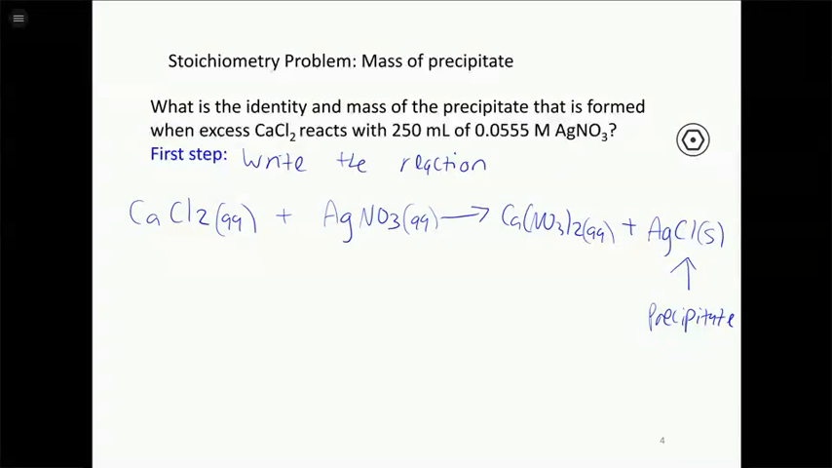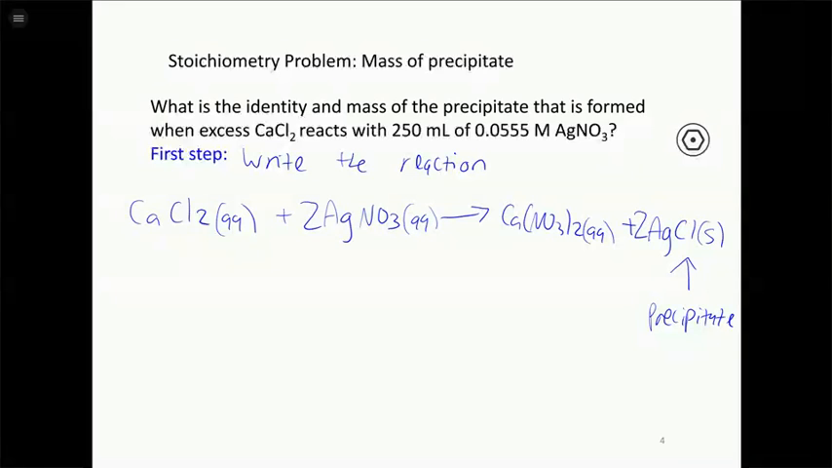Now we're not quite done yet. We have to balance this. If we have 2 chlorides in calcium chloride, we need to have 2 silver chlorides, and then we need 2 silver nitrates to balance that. Usually the coefficients for precipitation and acid-base reactions are pretty simple, 1s, 2s, and 3s for the most part. But we have to add a couple to balance this out. And that's going to be important when we do the stoichiometry calculation in a little bit.